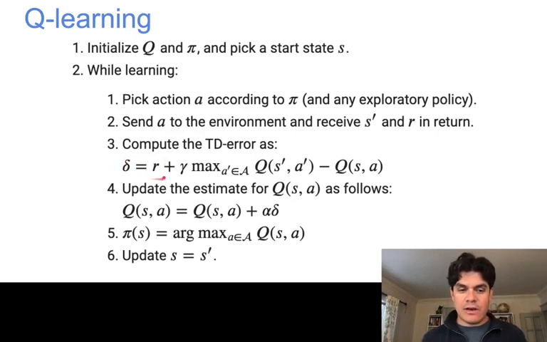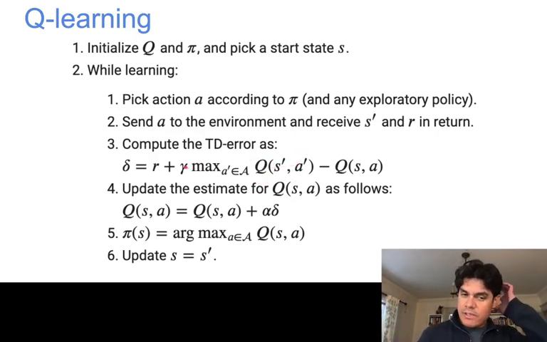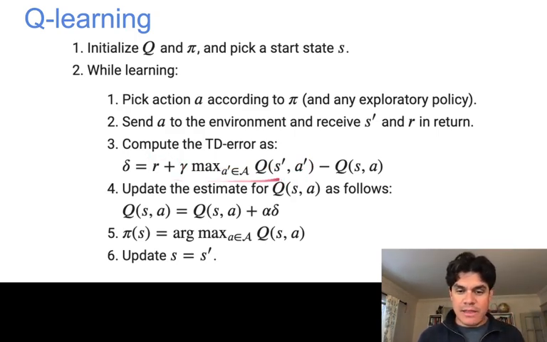So again, this is R, and we are going to use our current estimate for Q to find basically our current estimate of V star. So we're taking the best action from the next state, and we're going to multiply it by gamma. This is again the Bellman backup, and we're going to compare it to our current estimate of Q for the current state S and the action we selected A. So again, delta is our temporal difference error.